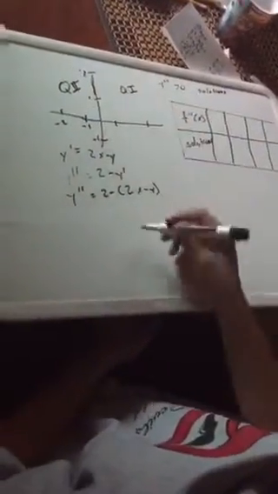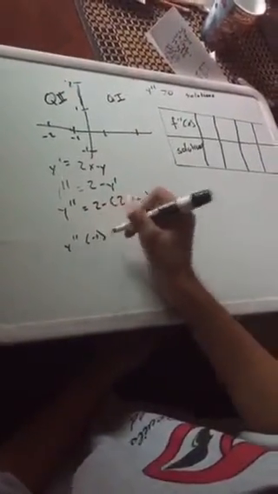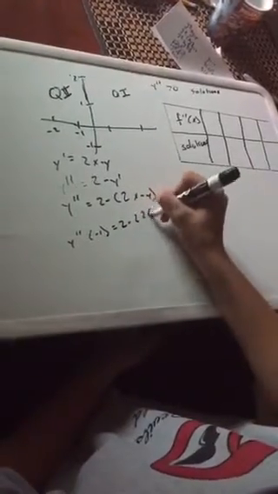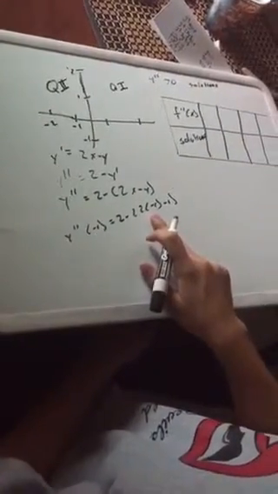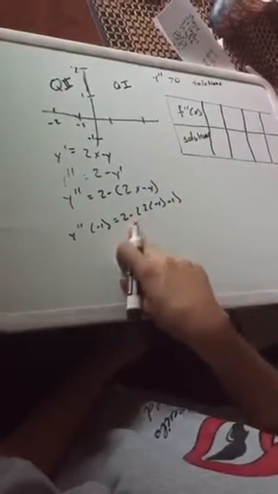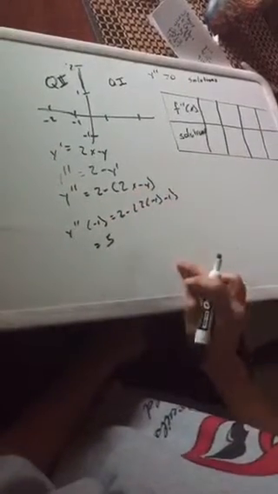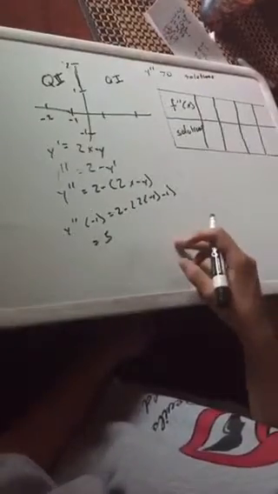So if we plug in -1 and 1, we plug in -1 and this equals 2 minus (2 times -1 minus 1). You get -2 minus 1 is -3, and with the negative sign, -3 becomes plus 3, so 2 plus 3 gives 5. So that's one solution, and it's positive. So far I have a concavity of up.